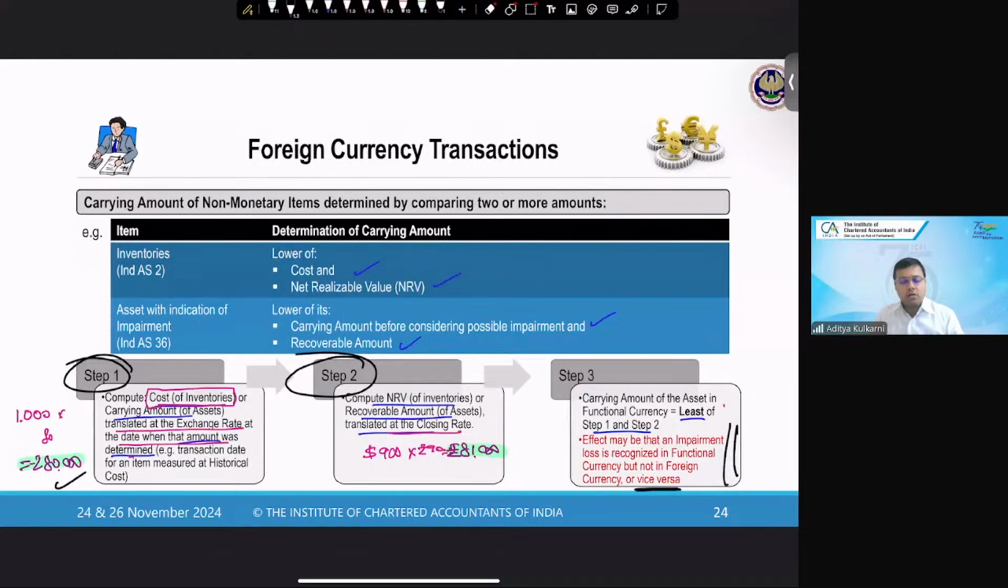1000 is falling to 900. There is an impairment loss of how much? $100. But I am not recognizing it in the functional currency. Are you okay with this? Yes, sir, understood.